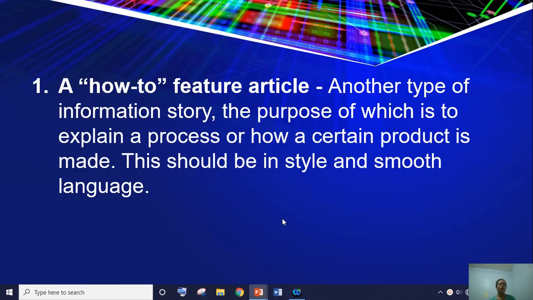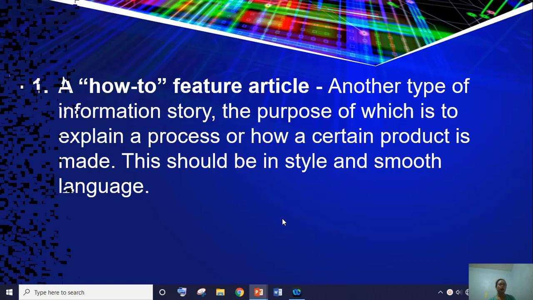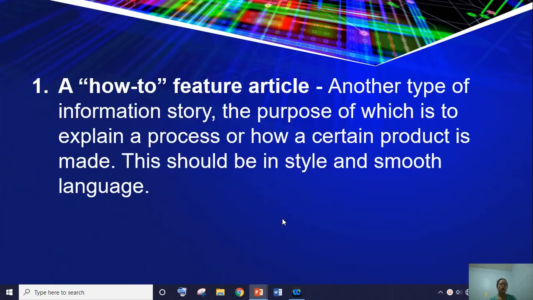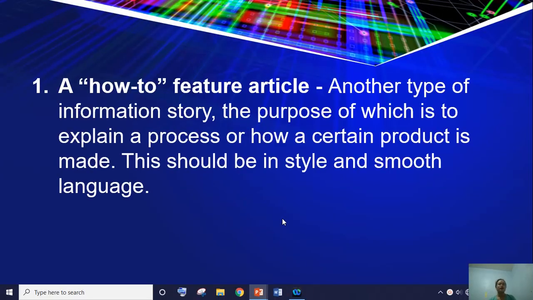Then the third is a how-to feature article. So, another type of informative story, the purpose of which is to explain a process or how a certain product is made. This should be in style and smooth language. So, a how-to feature article. This article needs a step-by-step procedure about how a certain thing is being done.